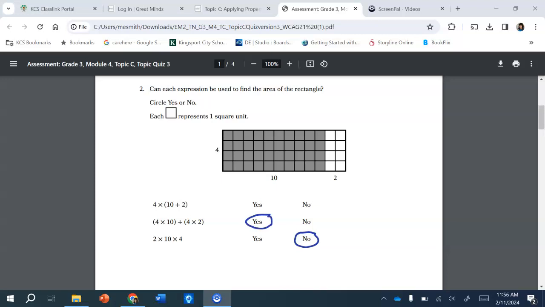My last one we're going to look at is just showing it a different way. Remembering that when I find area, I multiply my length times my width. And in this case, they broke apart the width into 10 plus 2. So when I look at this equation, I have a side that is 4, and I am multiplying it by a side that is 10 plus 2. So yes, this also matches.